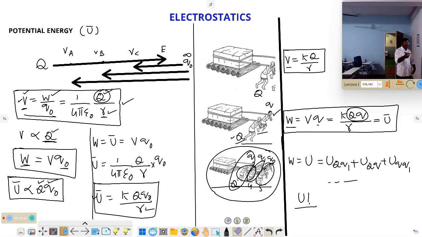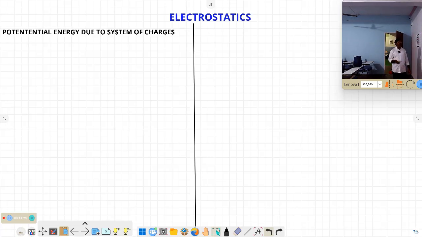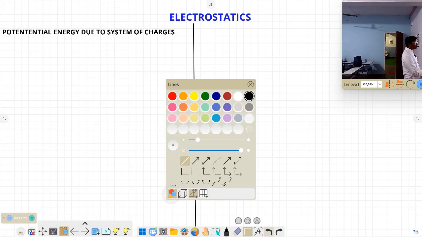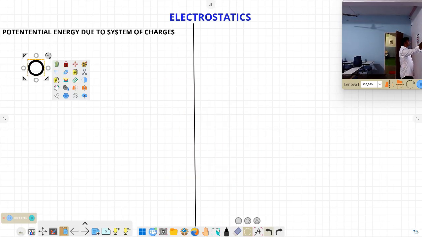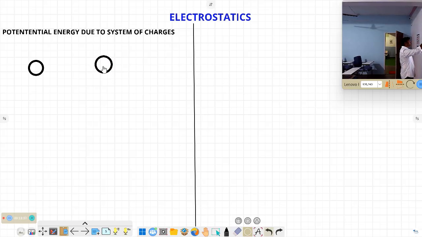Now we are going to understand the different types of system of charges. Now we are going to discuss formula-based. Now we will discuss the potential energy due to different systems of charges. First, at minimum, how many charges can we take in a system? Two charge system we can take. So consider the two charge system here. I have taken two charges, one charge is q1, second charge is q2, and both are separated by a certain distance. The distance of separation between them is given as r.